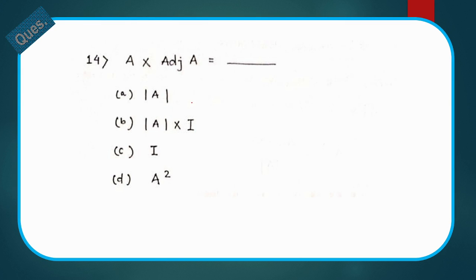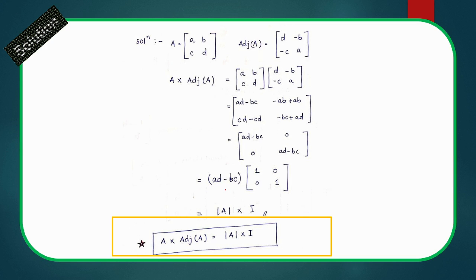Coming to the next question, it is asking: A multiplied by adjoint of A will result in dash. These are the options: determinant of A, or determinant of A into identity matrix I, or only I, or A square. Which is correct? Let's see.